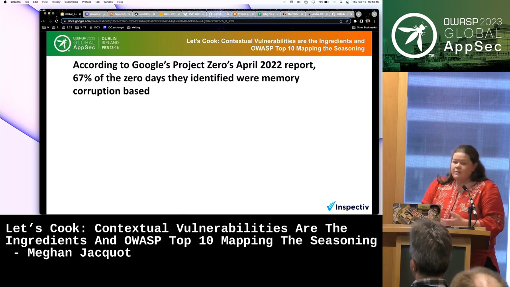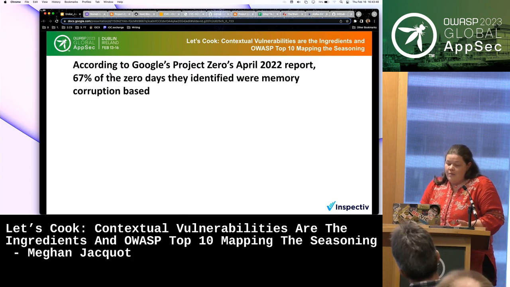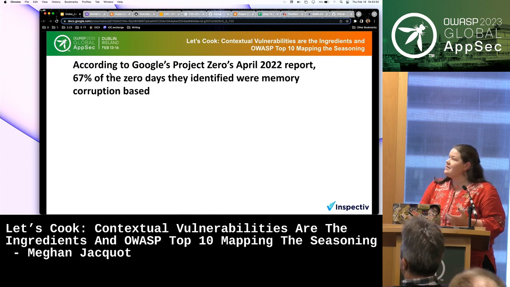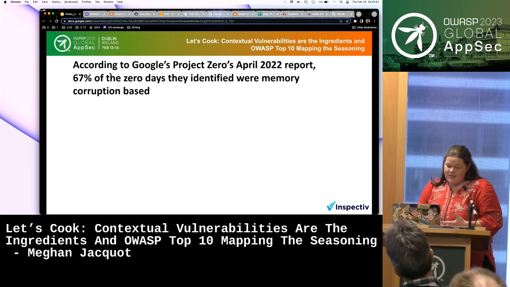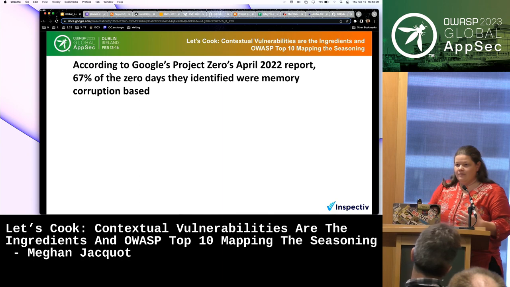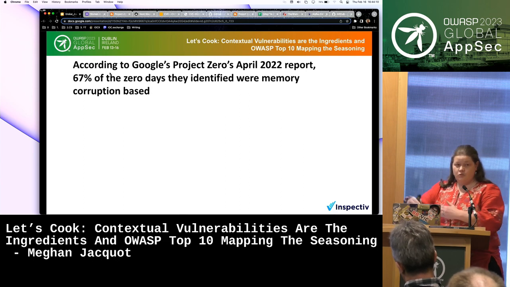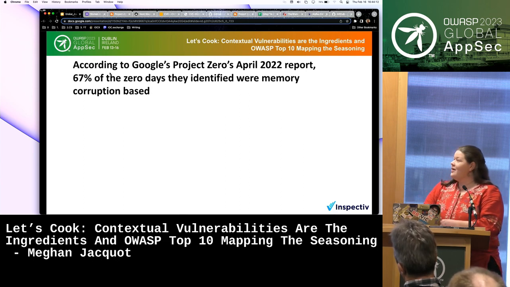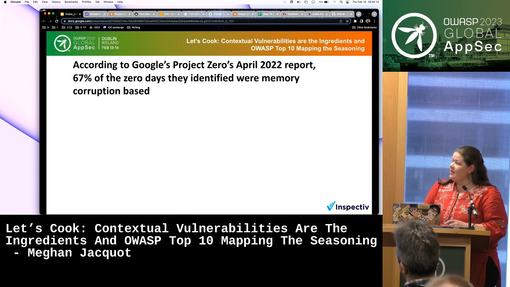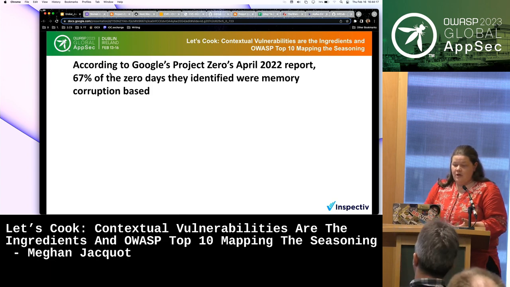And what are some of the big takeaways from it? So one is that 67% of the 0 days that they found were memory corruption-based. So we just went through the OWASP top 10. Were any of those memory corruption? Was that a title for anything? Yes, they can be connected to them, but it's not a title from the 2021 set. So keep in mind that they are seeing 2/3 of them.